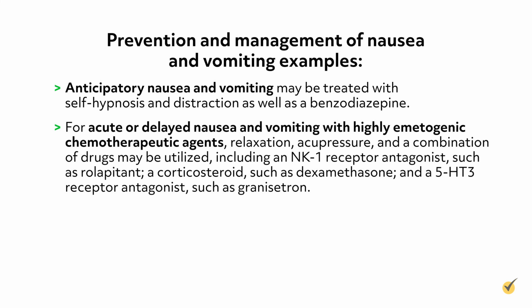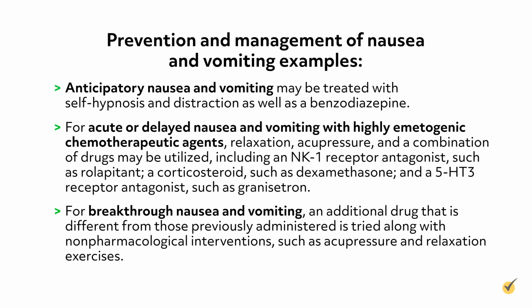For example, anticipatory nausea and vomiting may be treated with self-hypnosis and distraction as well as a benzodiazepine. For acute or delayed nausea and vomiting with highly emetogenic chemotherapeutic agents, relaxation, acupressure, and a combination of drugs may be utilized, including an NK1 receptor antagonist, such as rolapitant, a corticosteroid, such as dexamethasone, and a 5-HT3 receptor antagonist, such as granisetron. For breakthrough nausea and vomiting, an additional drug that is different from those previously administered is tried along with non-pharmacological interventions, such as acupressure and relaxation exercises.